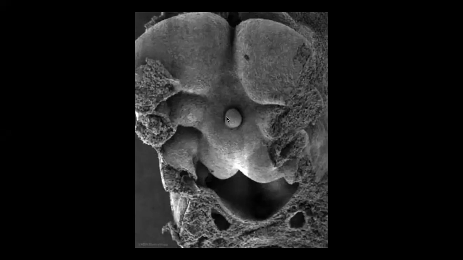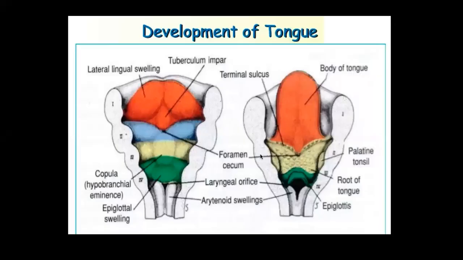Now see here, there is a small elevation here. Between the second and third arch, actually this is the second arch. So from the second arch, you will see a small elevation. This is called tuberculum impar. What is it called? Tuberculum impar. These are lingual swellings. This is called tuberculum impar. Now we'll go to a diagrammatic representation. Now see here, this is a diagrammatic representation.